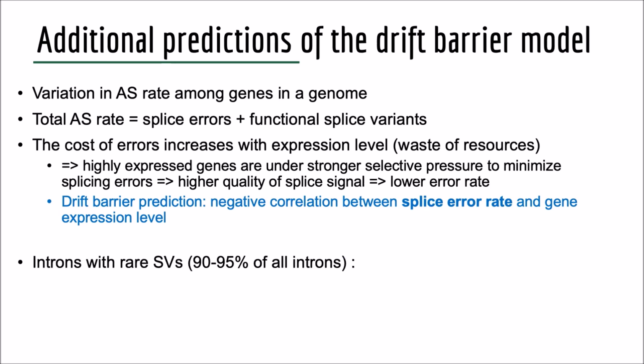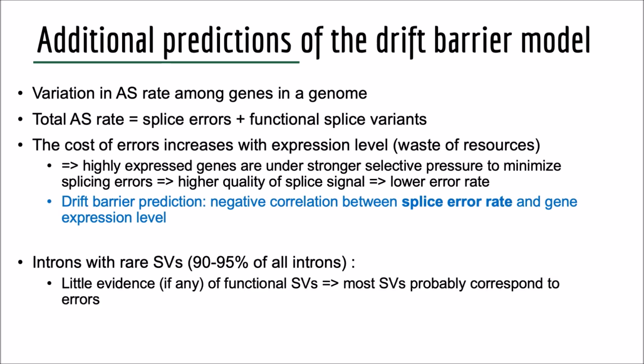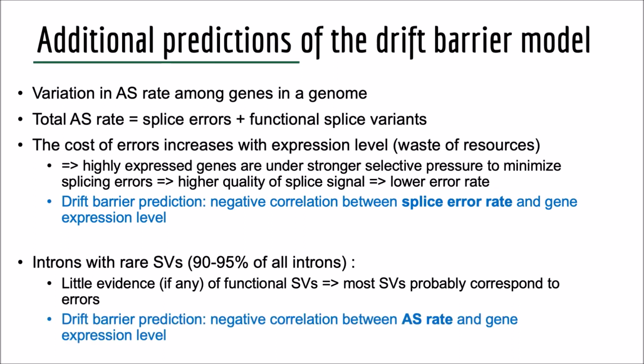And so for these introns that do not have abundant splice variants, those that only have rare splice variants, which represent the vast majority of introns, we don't see any evidence of functionality in these splice variants, and most of them probably correspond to errors. And therefore, what we expect is that there should be a negative correlation between the rate of alternative splicing and expression level at those introns.